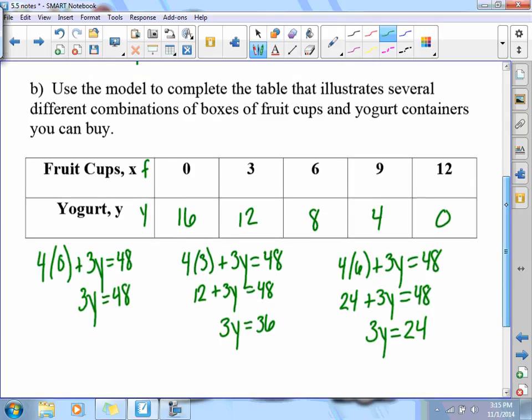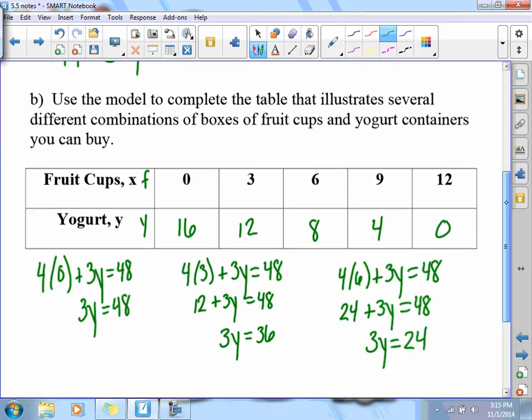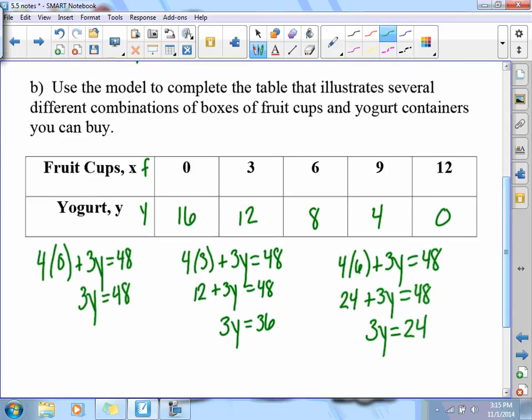So here are just some possible combinations of the different amounts of fruit cups and yogurt cups that you could buy. These are by no means the only combinations because we're skipping some values in here. We're skipping 1 and 2, and 4 and 5, and 7 and 8. Okay, so we could fill in this table and make it way more thorough if we wanted to, but these are just the combinations that they had listed, so this is all the work that we need to do.